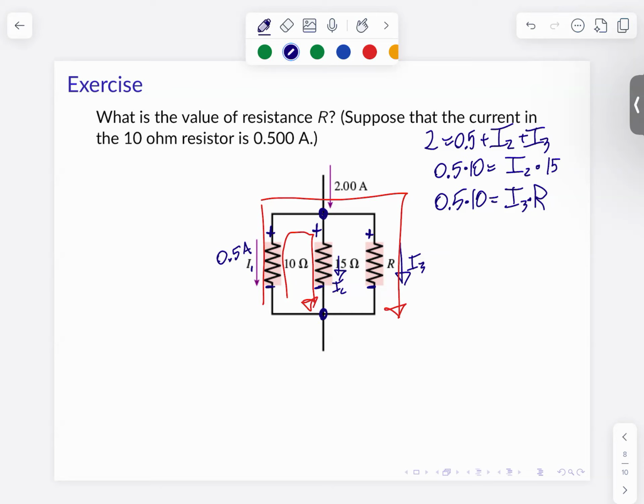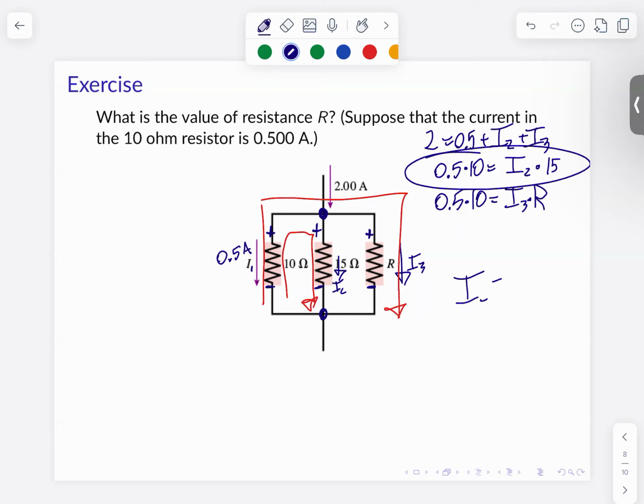Does that make sense? Now I have three equations and three unknowns. I don't know I2, I don't know I3, I don't know R. But using the great and powerful principles of algebra, I can solve for these. Let's take this equation. This gives me I2. What's I2? One third, you see that? 0.5 times 10 also goes by the name of 5. 5 over 15 is a third.